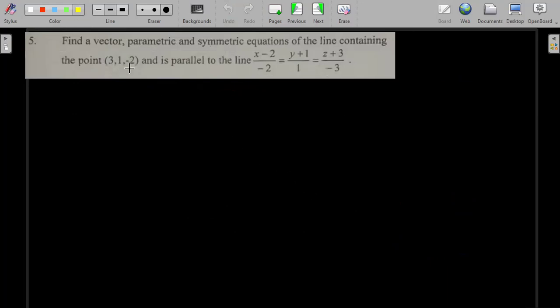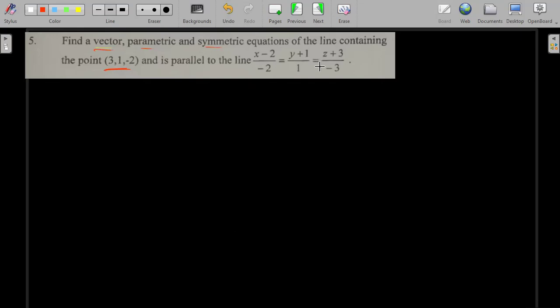Right, so the next one says find a vector, parametric, symmetric equation of the line containing the point and parallel to the given line. So I need to find the vector equation, parametric equation, symmetric equation of the line containing, they've given us a point, an initial point on that line. Then they're telling us it's parallel to another line, and this is the other line here.